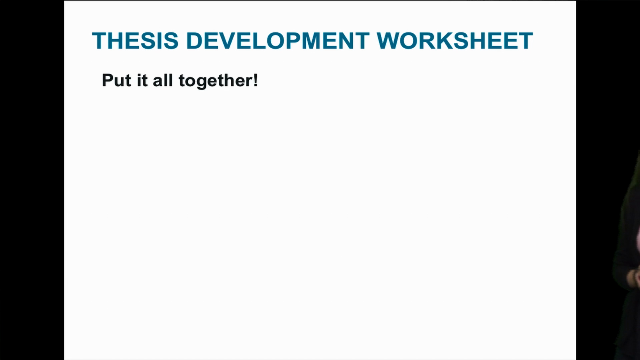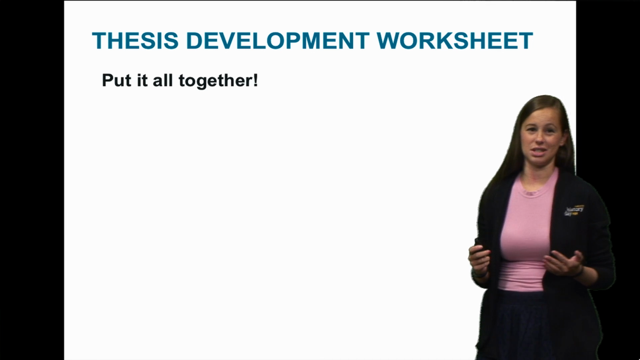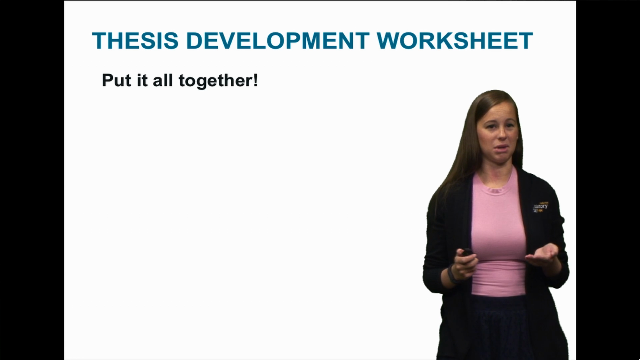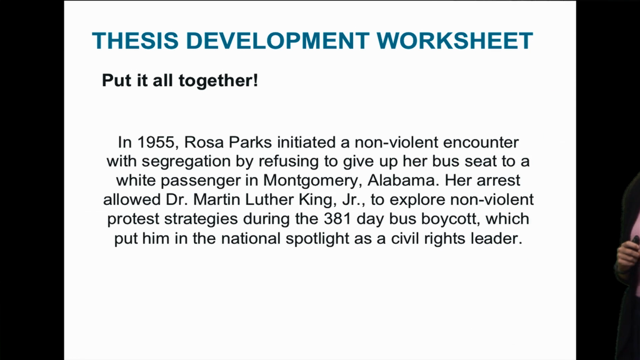So, if we think back to those meaningful connections and want to pull it together into a thesis statement, we could end up with, in 1955, Rosa Parks initiated a nonviolent encounter with segregation by refusing to give up her bus seat to a white passenger in Montgomery, Alabama. Her arrest allowed Dr. Martin Luther King Jr. to explore nonviolent protest strategies during the 381-day bus boycott, which put him in the national spotlight as a civil rights leader.